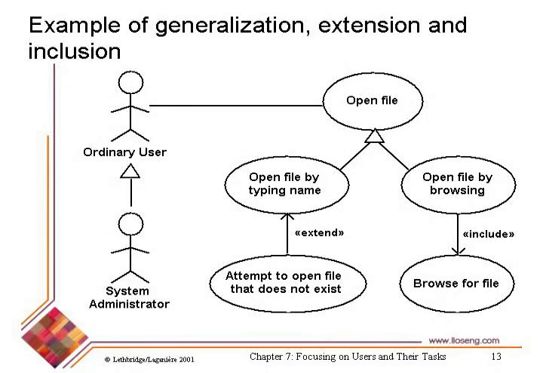There is an extension of open file by typing name that shows the exceptional case of attempting to open a file that doesn't exist. So you type a name that's garbage, that doesn't exist, and the system is going to give you a message saying that doesn't exist. In the normal case, the file actually will open. But in the exceptional case, it will display an error message. And so this is an extension to show what happens under those circumstances.